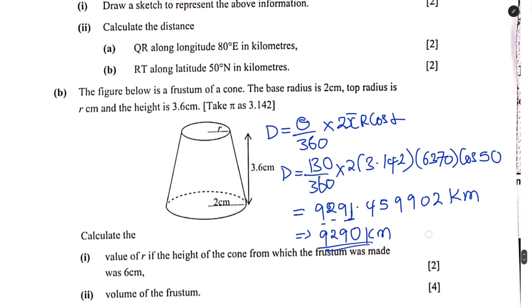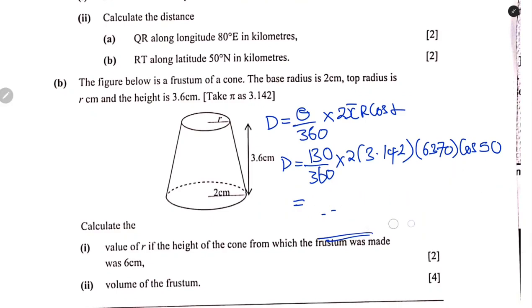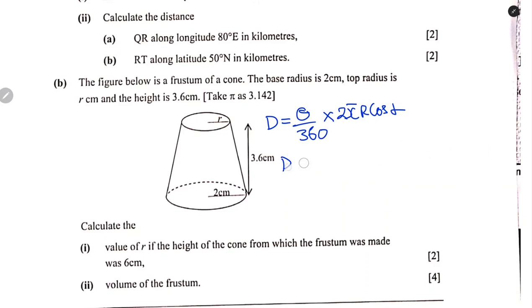Okay, so we are done with earth geometry. So we go to B question, which is on mensuration. Mensuration, paper 2, normally you find the frustum, either of the cone or the pyramid. But here what was given is the cone. So the figure below is the frustum of a cone. The base radius is 2 centimeter. Top radius is r, and the height is 3.6 centimeter. Take pi to be 3.142.